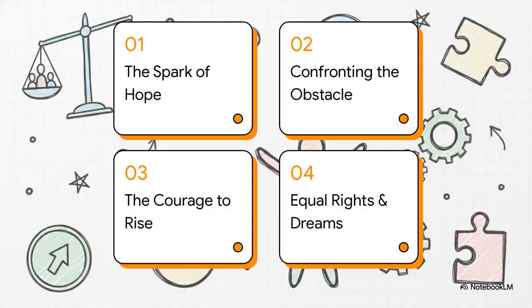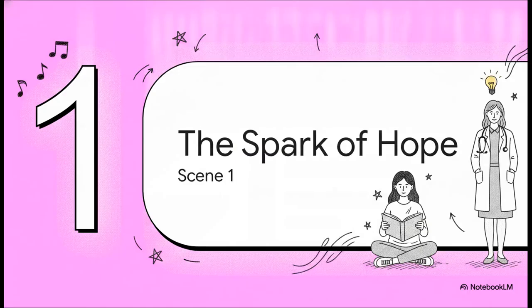To really grasp how this script champions equality and individual resilience, we're going to break its chronological flow down into 4 distinct acts: the spark of hope, confronting the obstacle, the courage to rise, and finally, equal rights, equal dreams. So let's just jump right in. Act 1. The Spark of Hope.